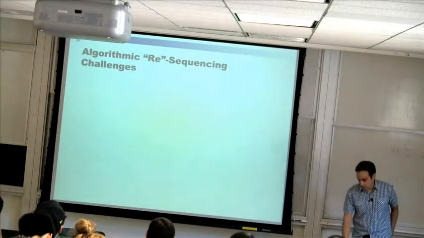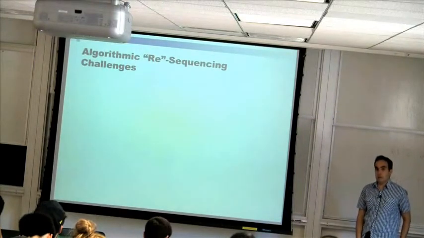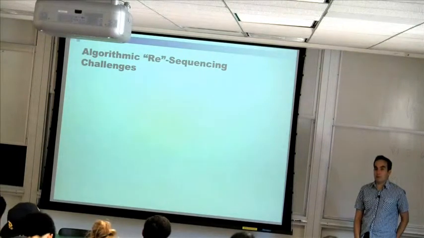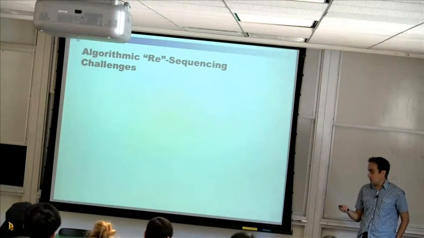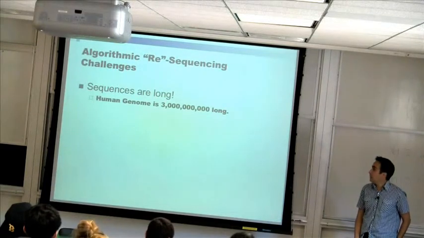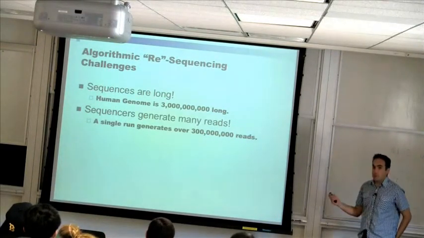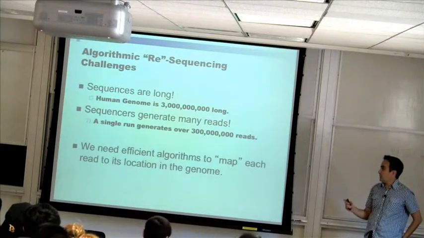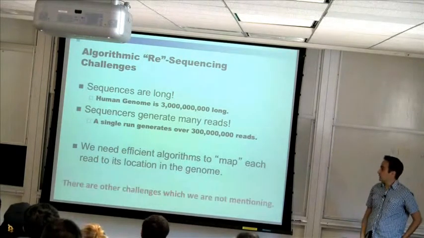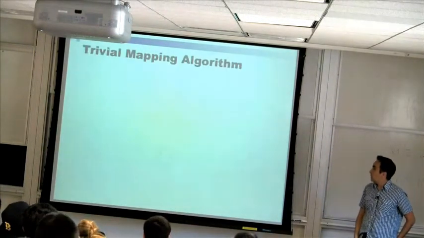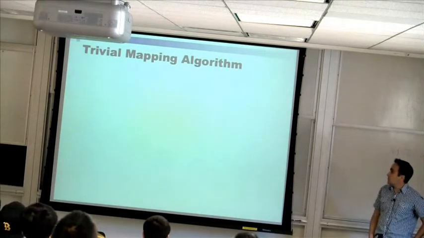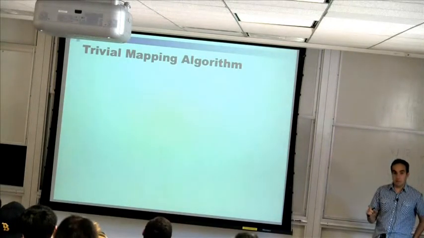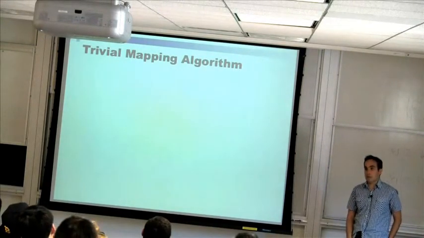Why is resequencing hard? Any ideas? Why is this a hard problem? Yeah, it's slow. How slow? So what makes it hard? The genome is 3 billion bases. Sequencers generate maybe 300 million reads or more. We need efficient algorithms to map, which is called mapping, each read to its location in the genome. There are other challenges we're not talking about, but here's the most trivial approach to find where a read most closely matches in the genome.